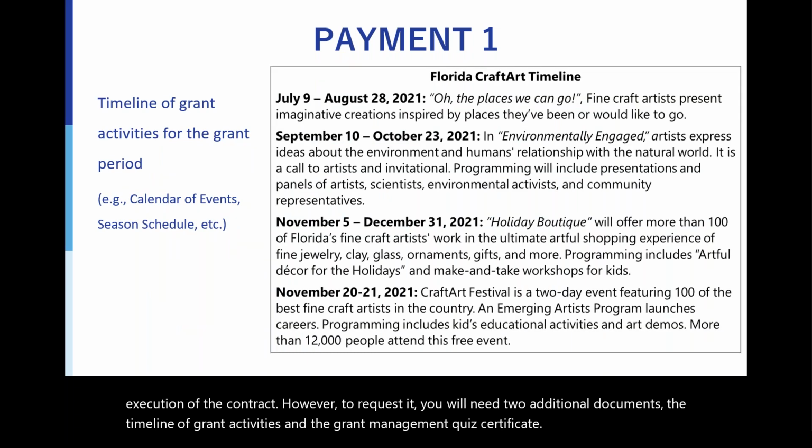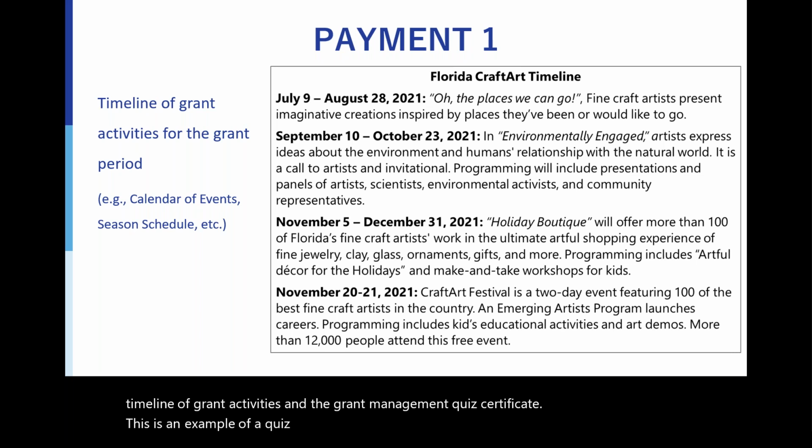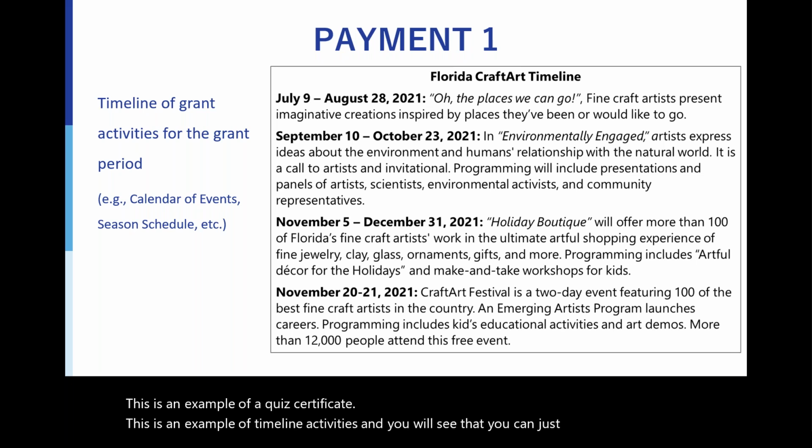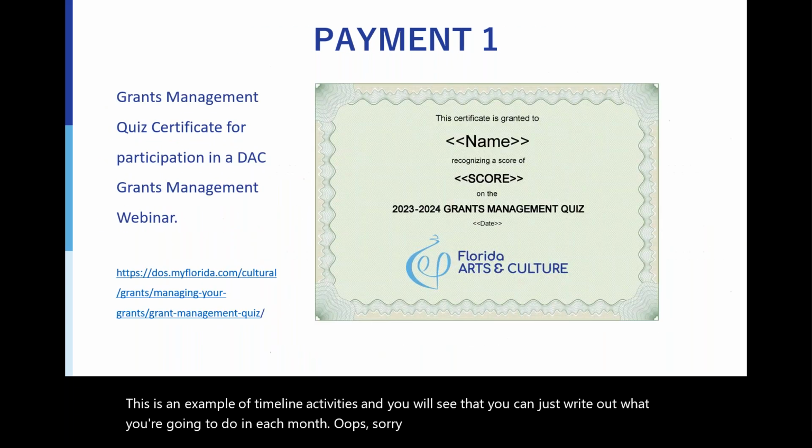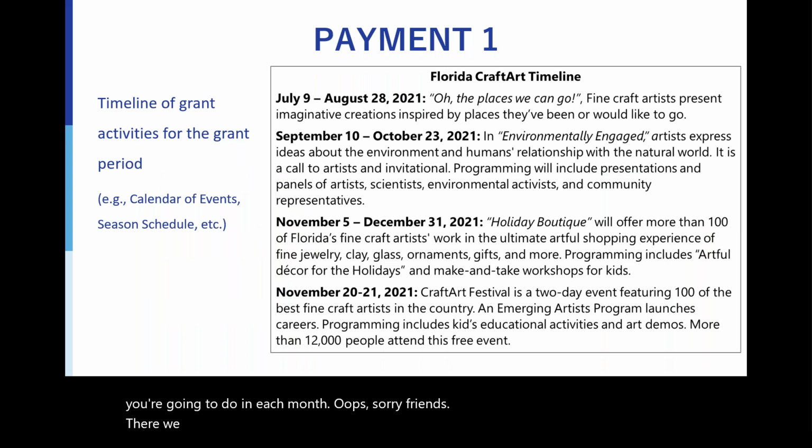This is an example of a quiz certificate. This is an example of timeline activities, and you will see that you can just write out what you're going to do in each month. Oops, sorry, friends. There we go. So yes, just write out what you need to do every month.